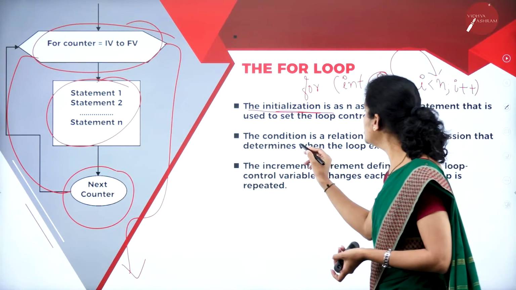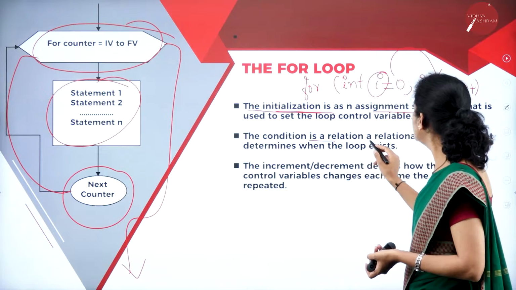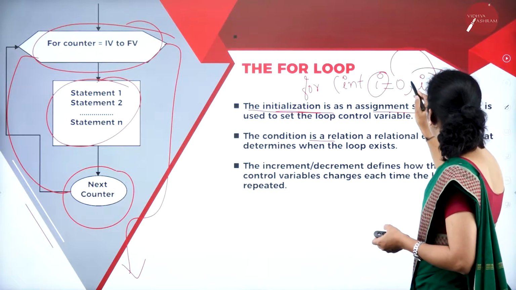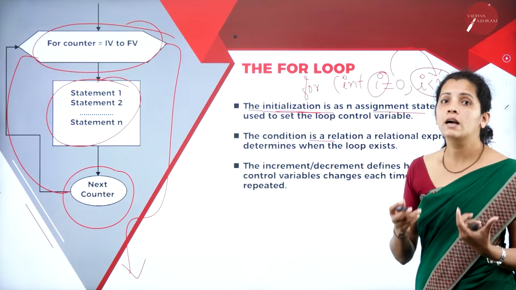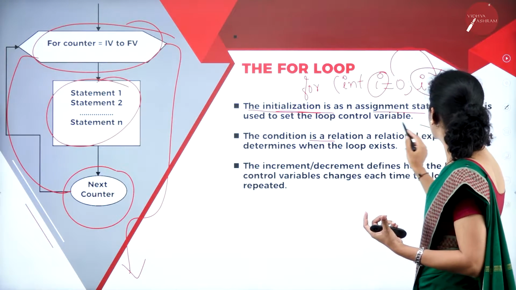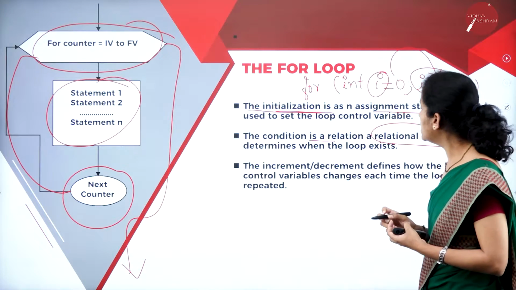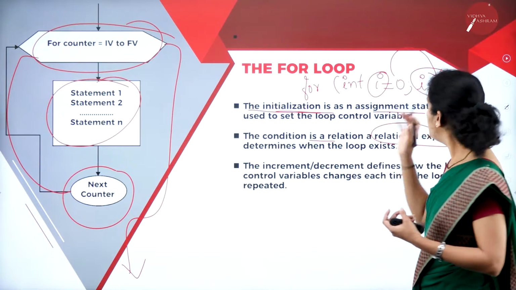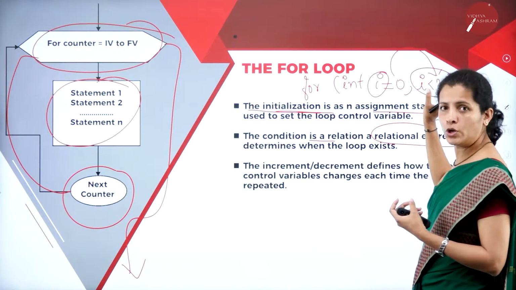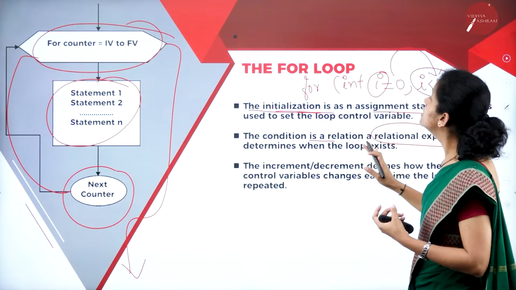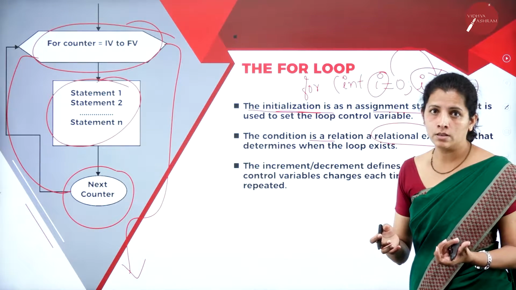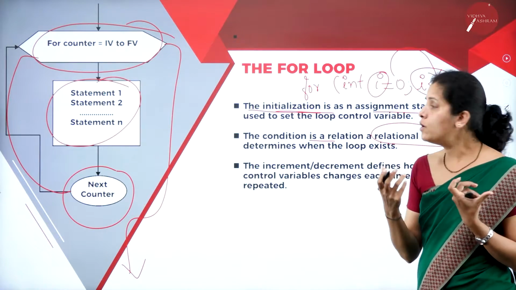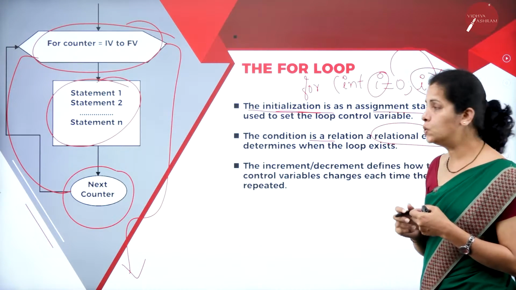And the condition is a relational expression. So here I am going to write the expression or condition, that is nothing but the relational expression that determines when the loop exits. Based on this condition, I am going to decide how many times the loop wants to execute. When the condition fails, what's going to happen? I want to exit from the loop.